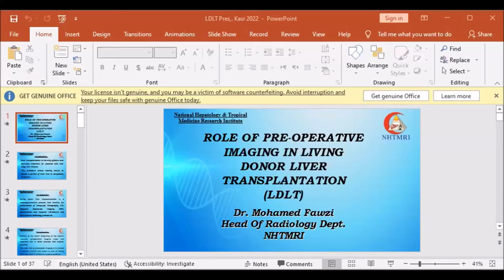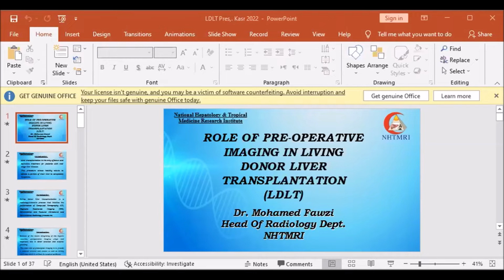We are talking about the role of preoperative imaging in living donor liver transplantation. Liver transplantation is the only effective and definitive treatment for patients with end-stage liver disease. This procedure allows healthy adults to donate a portion of their liver to compatible recipients.